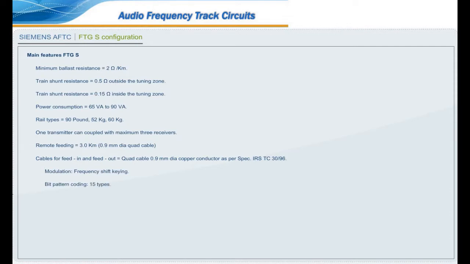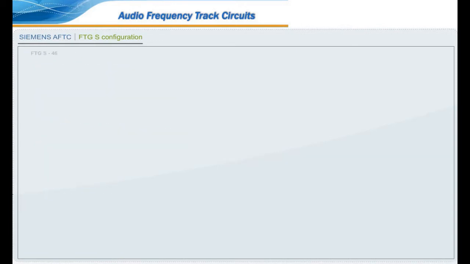Bit pattern coding: 15 types. Transmission speed 200 bits per second. FTGS 46 operating frequencies: F9 4750 Hz, F10 5250 Hz, F11 5750 Hz, F12 6250 Hz. Frequencies are at a gap of 500 Hz.